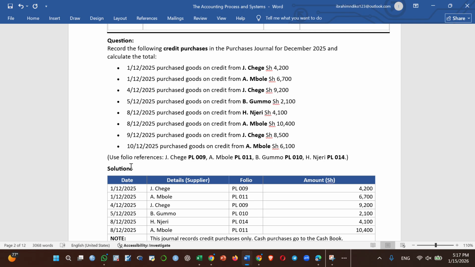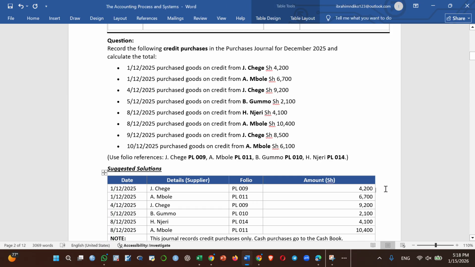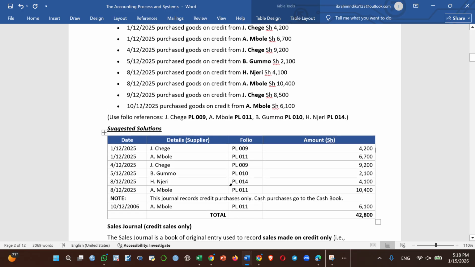We were required to do what? To prepare or to come up with the purchase journal. So remember, we said that the purchase journal is used to do what? To record only the credit purchases. So this is my solution here. Now we just do it from here at this point.